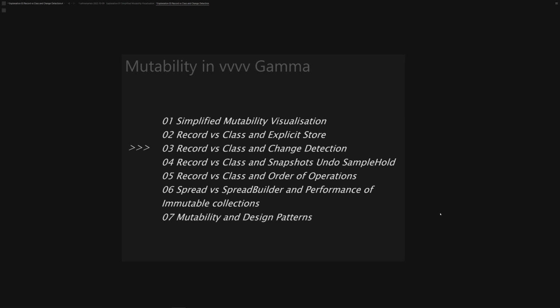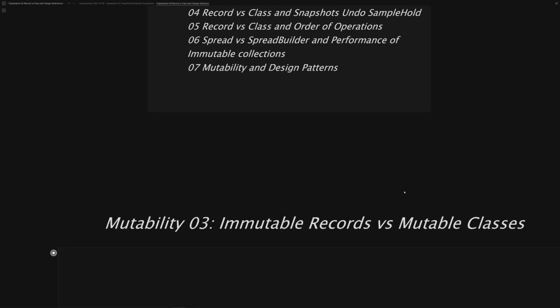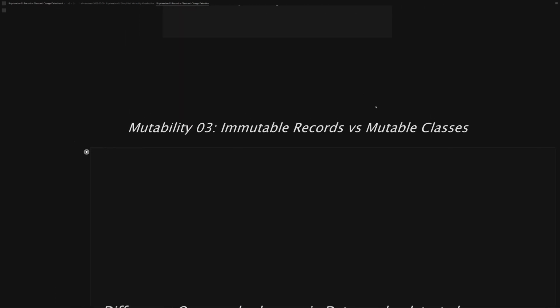Okay, here we are at part 3 of this huge deep dive on mutability in V4 Gamma. We are looking at the differences between working with immutable records versus mutable classes. In this part, we focus on change detection. Change detection is useful because it's often a great way to only call expensive processing when we need it. So how does change detection work?